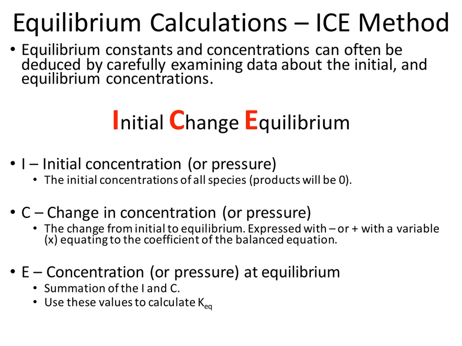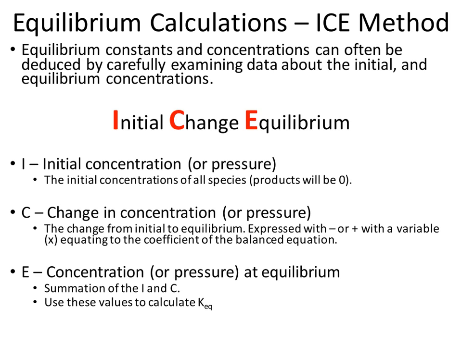So recall that ICE tables mean initial, change, equilibrium. Initial concentrations or pressures. The changes, we denote that by X, minus if it's a reactant, plus if it's a product, times the magnitude of its coefficient in the balanced equation. And then finally equilibrium concentrations. So these are just a summation of your I and C.